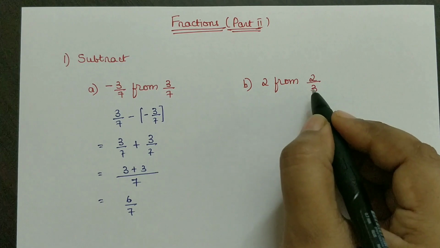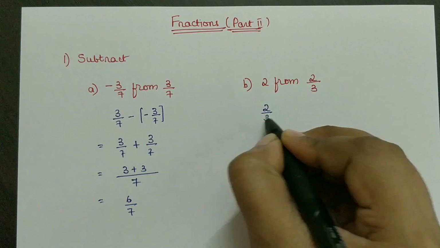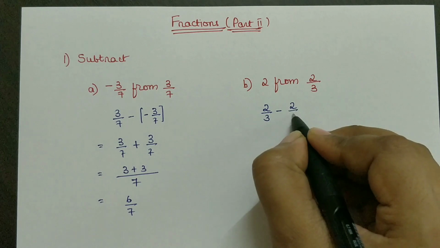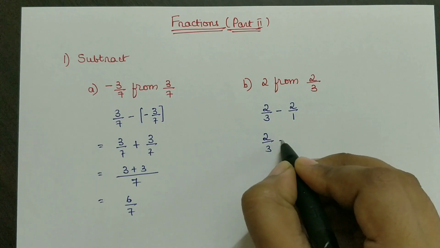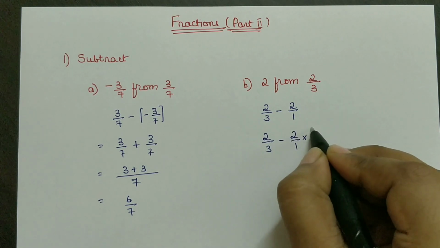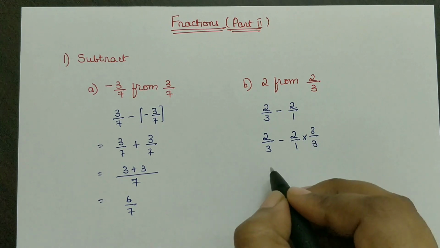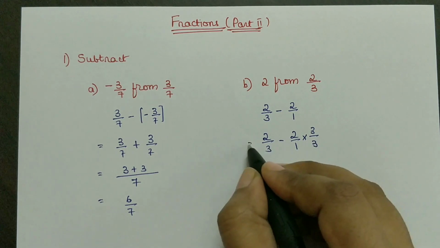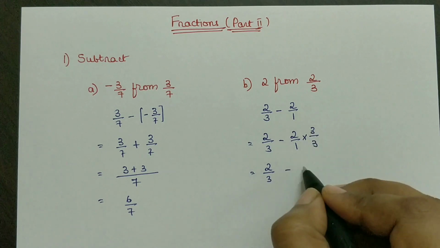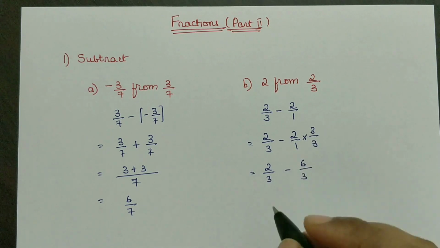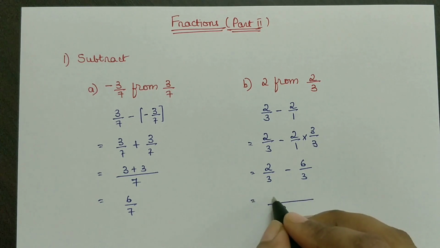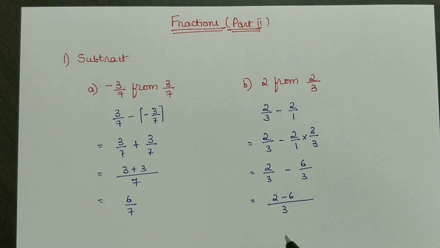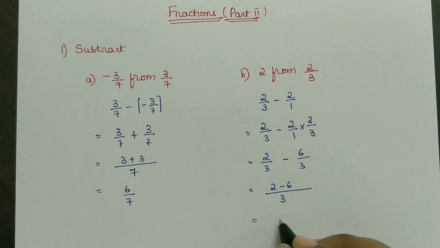Subtract 2 from 2 by 3. From 2 by 3, subtract 2. They are not like fractions, so write 2 as 2 by 1, then multiply and divide with 3. 2 by 3 minus 6 by 3. Now they have become like fractions. Keep the denominators the same: 2 minus 6 equals minus 4 by 3.